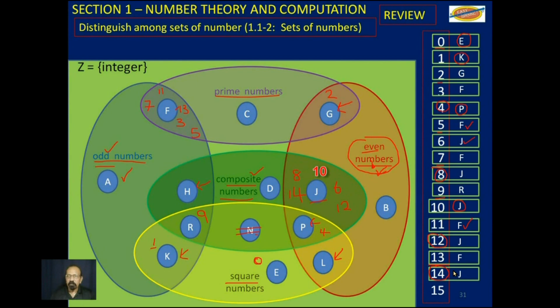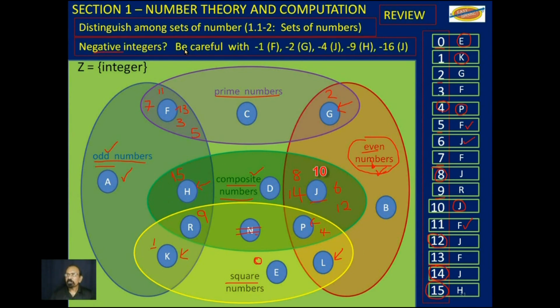And finally, 15, we know it's an odd number. We know it's a composite number. It's not a square number. So 15 goes here at H.